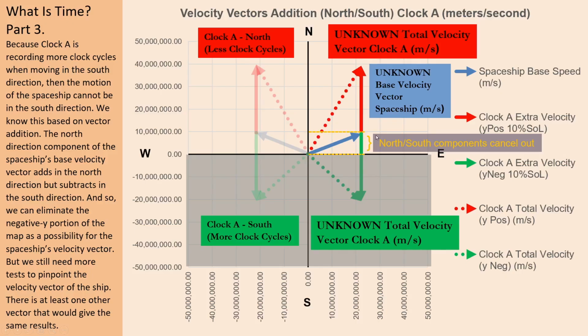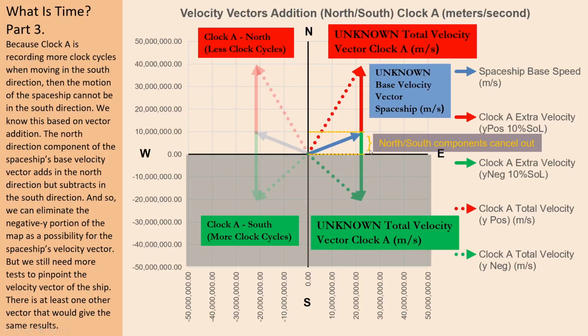And remember that in this set of experiments, we're only trying to determine the direction of the spaceship for the first part of our testing. And so we're trying to determine what this base velocity of the spaceship is, which direction the spaceship is moving. We don't know the magnitude and we don't know the direction, and right now we're just trying to find the direction. And what we do know, when we accelerate the clock in the north direction and the south direction, then we're testing the north-south component of this spaceship velocity vector.